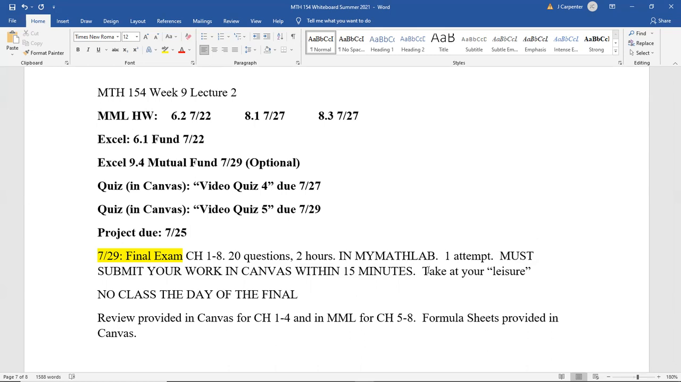And there is a review. There are 2 reviews, in fact. The review that you used for the midterm is still what you want to use to study chapters 1 through 4 for the final, because the final is cumulative. That review is in Canvas. And then to study for chapters 5 through 8, I give you a review in my math lab.